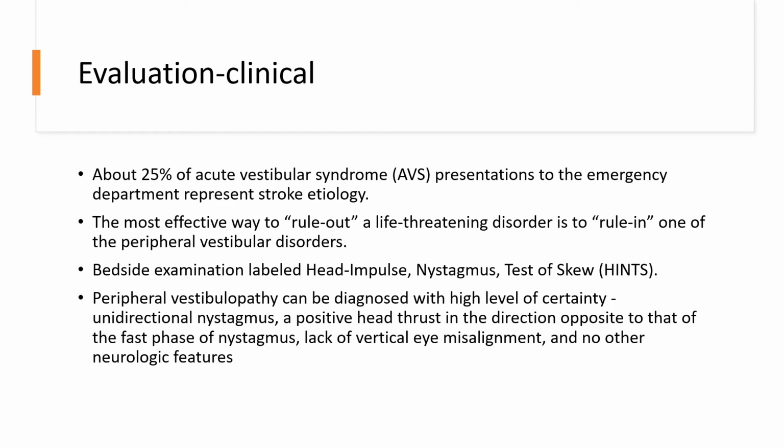So people have devised this bedside examination called HINTS, which includes the head impulse test, the presence of nystagmus, and test of skew. Peripheral vestibulopathy can be diagnosed with a high level of certainty in the presence of unidirectional nystagmus, a positive head thrust test in the direction opposite to that of the fast phase of nystagmus, and the absence of vertical eye misalignment or skew deviation, and of course no other neurological features.